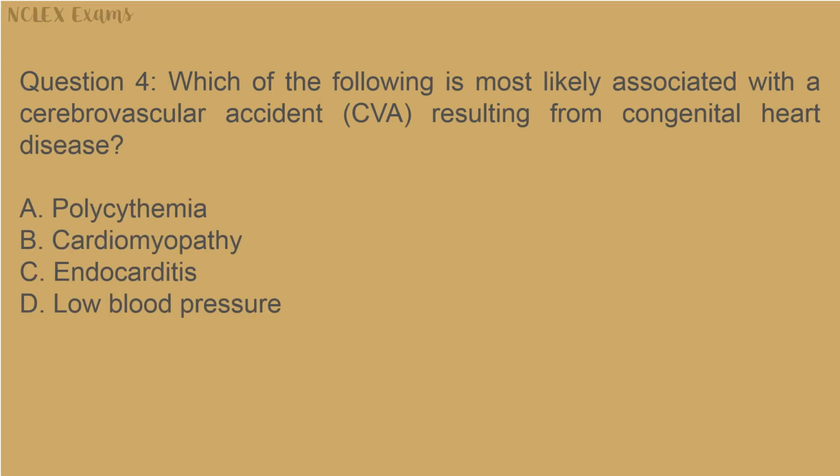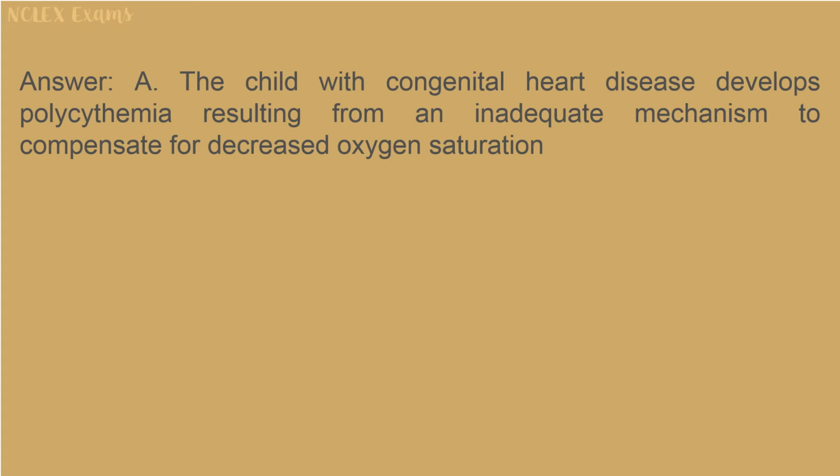Question 4. Which of the following is most likely associated with the cerebrovascular accident, CVA, resulting from congenital heart disease? A. Polycythemia. B. Cardiomyopathy. C. Endocarditis. D. Low blood pressure. Answer: A. The child with congenital heart disease develops polycythemia resulting from an inadequate mechanism to compensate for decreased oxygen saturation.